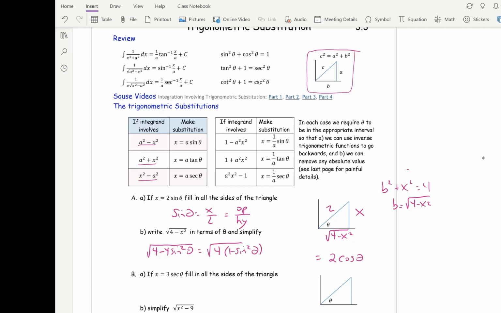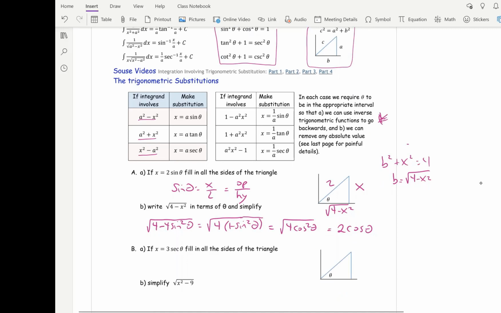And then in every case, you're going to use a Pythagorean identity to simplify. And I have the 3 Pythagorean identities listed at the top. 1 minus sine squared is cosine squared. So this is square root of 4 cosine squared theta, which is 2 cos theta. You don't have to worry about absolute value because of this fine print right here. So that's the first one. Now let's do another one.